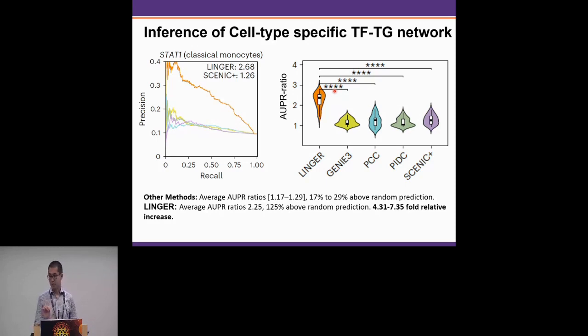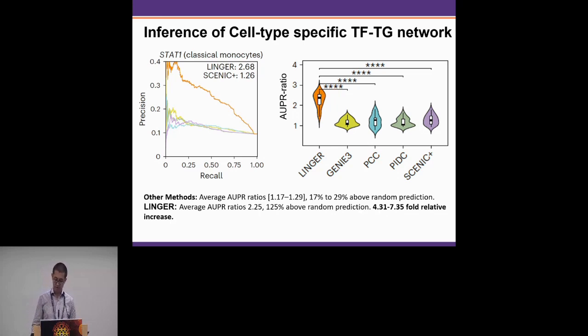In our benchmarking, we observe similar things. The AUPR ratio of the previous methods is about 1.17 to 1.29, about 17 to 29% better than a random prediction. Using Linger, with the bulk ENCODE data, deep learning, and Shapley values all together, we can improve the AUPR ratio to 2.25. To my knowledge, this is the first method that, on average, can do better than two-fold in AUPR ratio. So for this part, we are improving network inference.